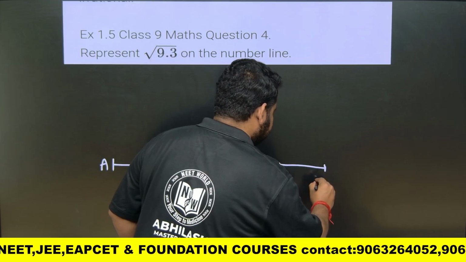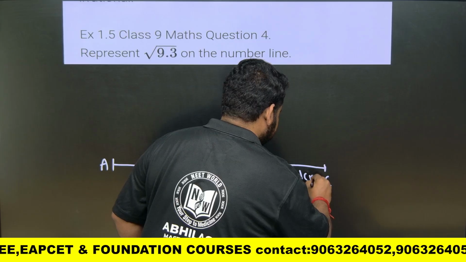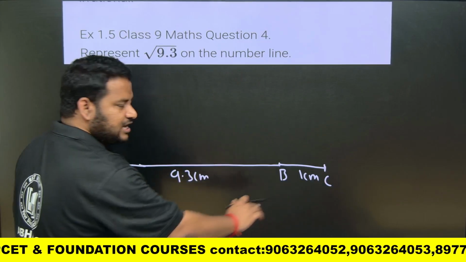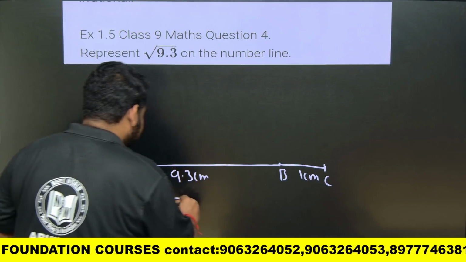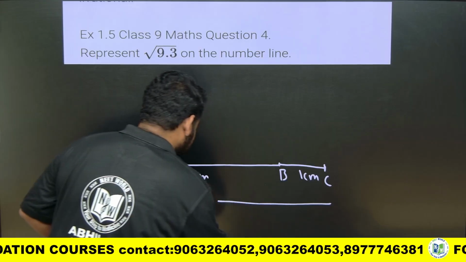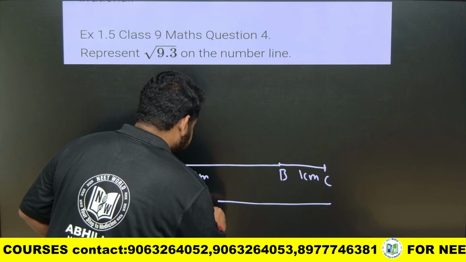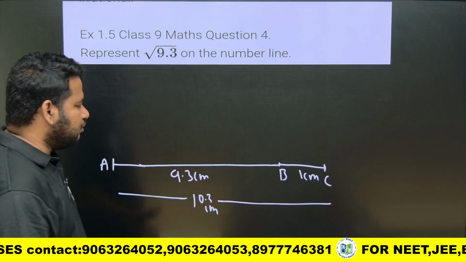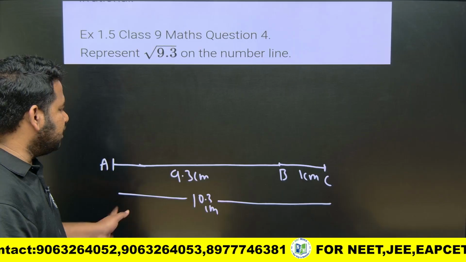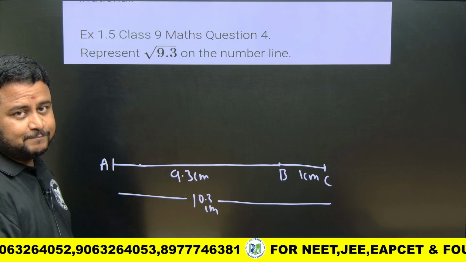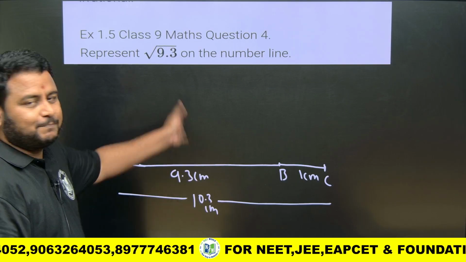So this will be point C, this will be 1 centimeter. So the total length of this line AC is how much? It becomes 10.3 centimeter. Now we want to represent root 9.3 on the number line. For this we want a perpendicular bisector.